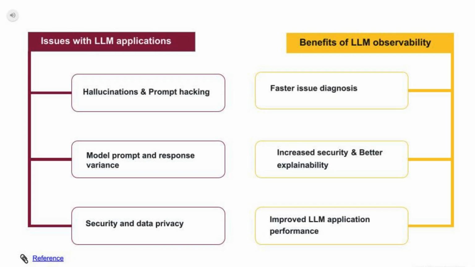This is where LLM observability makes a huge impact. It provides faster issue diagnosis by giving engineers full visibility into what happened during a request, from the prompt input to the API calls made, all the way to the model's output. Observability also boosts security by helping teams detect anomalies, such as unusual access patterns or potential data leaks, in real time. And finally, it enables performance optimization by monitoring key metrics like latency, throughput, and output quality.